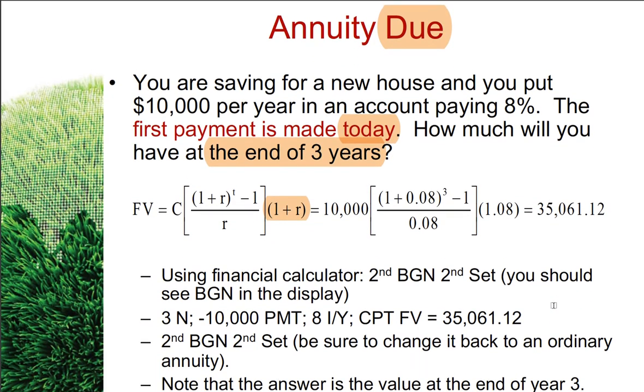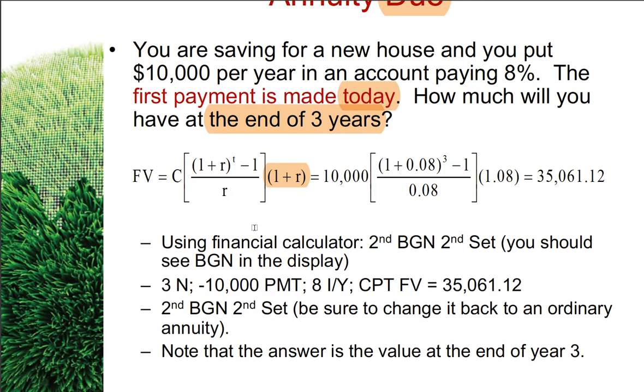Alright, so if you use the formula, okay, if you don't set your calculator, you will get the wrong answer. Okay, but you need to set the calculator, so you will get 3506.12. The difference using the formula, you need to add something, okay, 1 plus interest rate. But when you're using a financial calculator, you need to set the beginning mode.